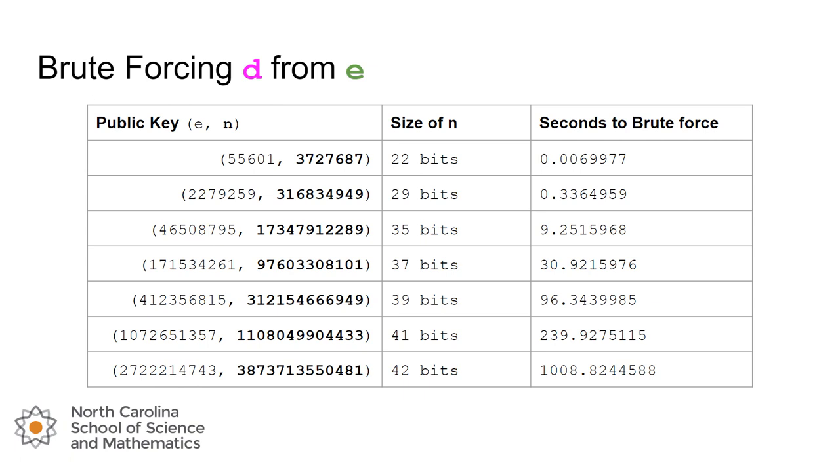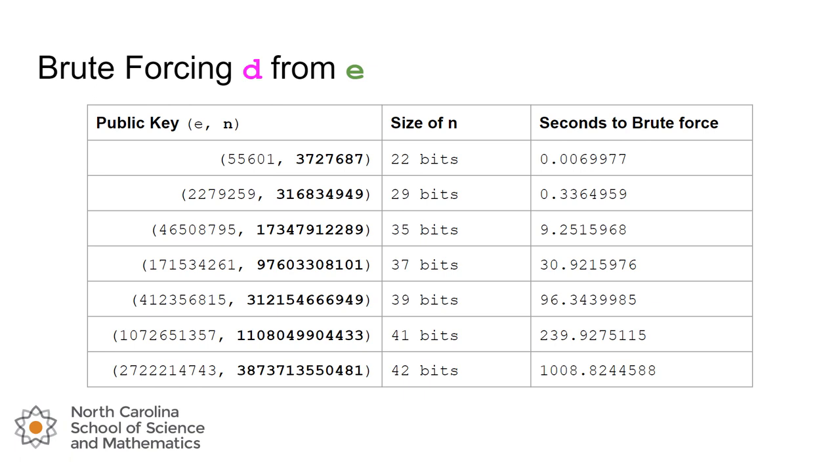So I've created a table here that shows you some samples, just randomly generated public keys for KidRSA. So that's the first column. I've bolded the value for n because that's the one that really determines how many potential brute forcings we're going to have to do to determine the correct value for d. A typical thing in public key cryptography is to measure the size of your modulus or N based on how many bits you need to represent it in binary. So that first key has a size of 22 bits.